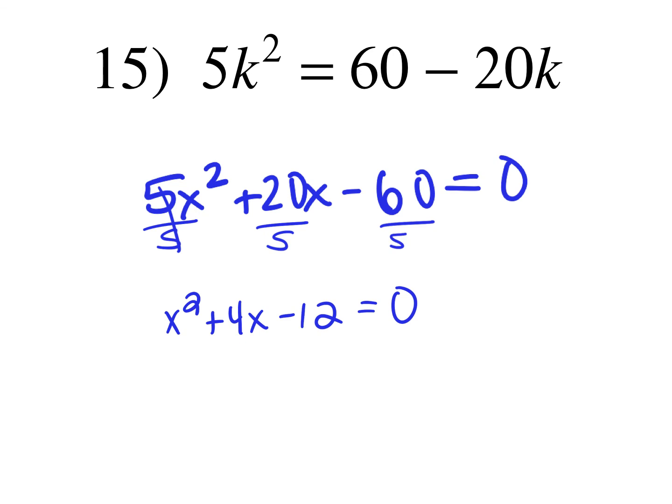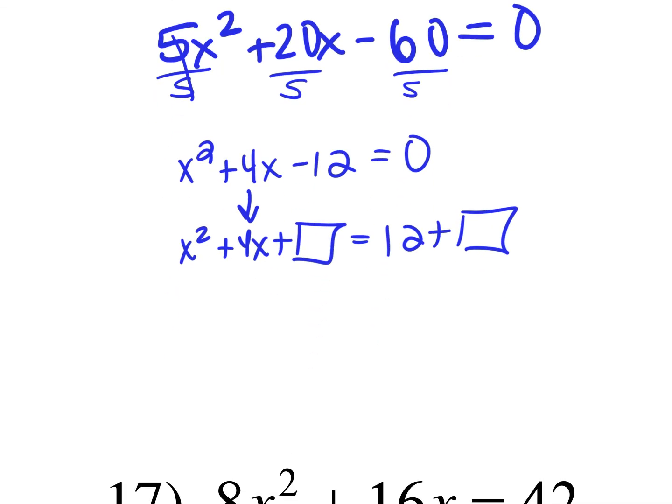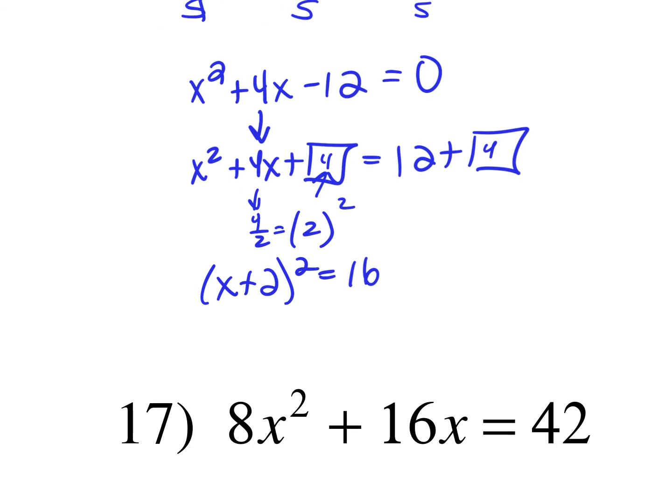If we complete the square, we'd have x squared plus 4x plus our box equals 12 plus the box, right? Your b term is 4 divided by 2, which gives me 2. So my parenthesis over here is x plus 2 squared. What goes in each box? 4 and 4. Now what? Just take the square root.